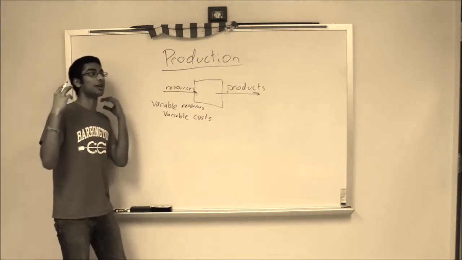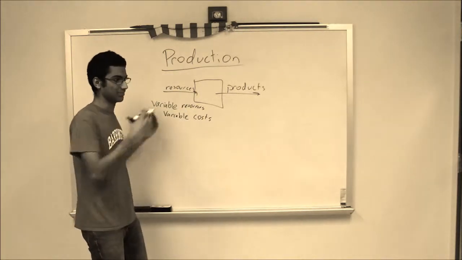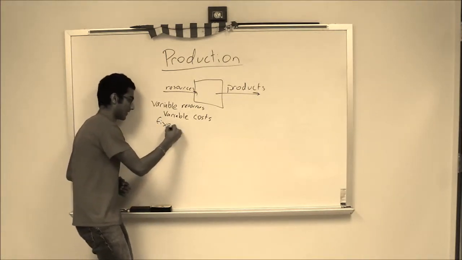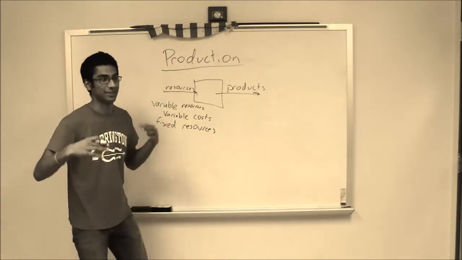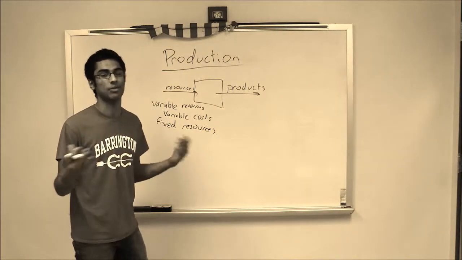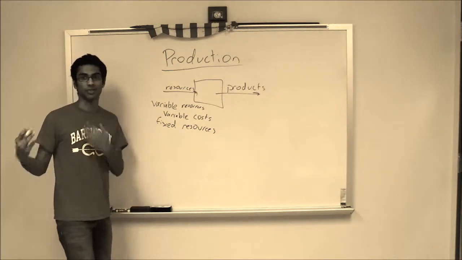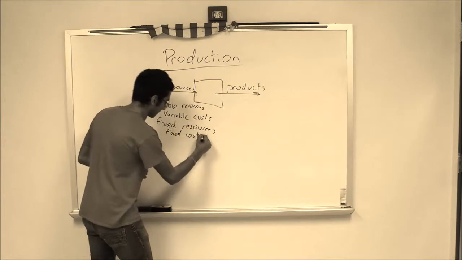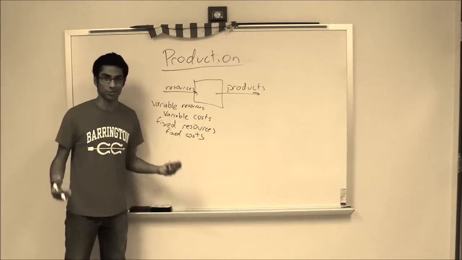The other type of resource is one that doesn't increase as you scale up in production. We call those fixed resources. So in this lemonade example, it would be like the actual stall that I'm using. No matter how many people come to the lemonade stand, I wouldn't have to make another stand. So it's a fixed resource. Fixed resources have fixed costs attached to them. Now, if you take all of these costs together, you get total cost, which is exactly what it sounds like.